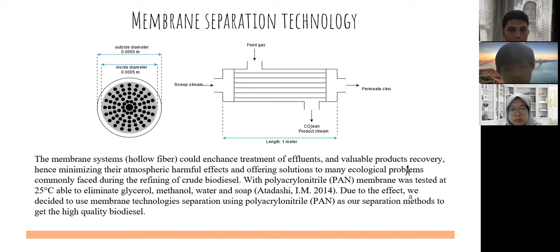So using the polyacrylonitrile membrane that was tested before by Atadashi 2014, it is able to eliminate the glycerol. So due to this effect, we decided to use membrane separation technology using polyacrylonitrile membrane as our main separation method to get the high quality biodiesel as demanded.